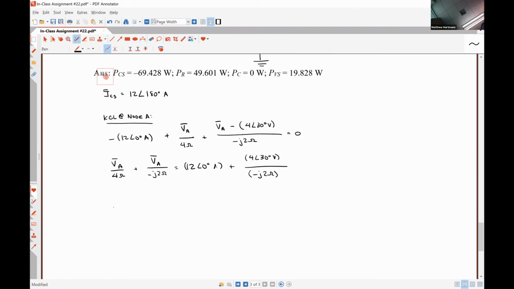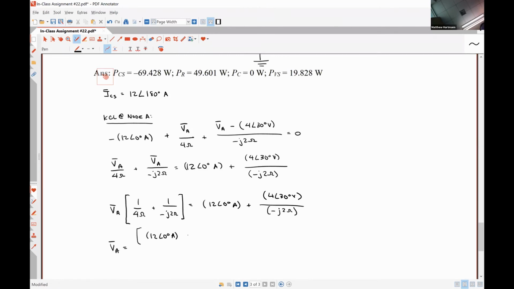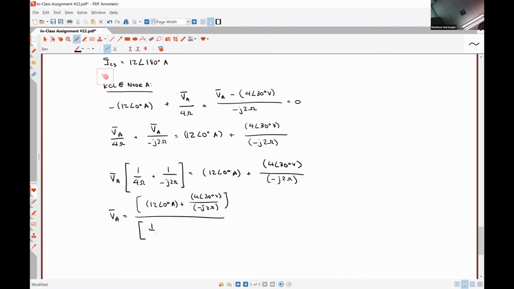I can now factor out VA from the left-hand side, which leaves me with 1 over 4 ohms plus 1 over minus j2 ohms is equal to 12 angle 0 degrees amps plus 4 angle 30 degrees volts divided by minus j2 ohms. And from this, VA is equal to 12 angle 0 degrees plus 4 angle 30 divided by minus j2, divided by 1 over 4 plus 1 over minus j2. And that's something I can put in my calculator and it can do the math for.